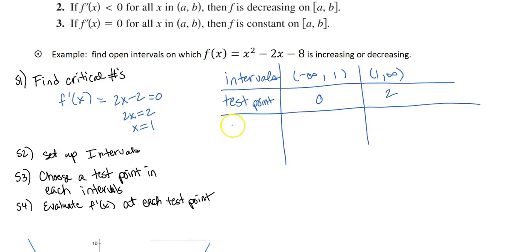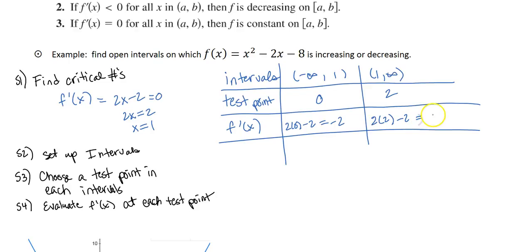So I'm going to plug these into f prime of x. f prime of 0 would be 2 times 0 minus 2, which is negative 2. And f prime of 2 would be 2 times 2 minus 2, which is going to be 2. So this one's negative and this one's positive.